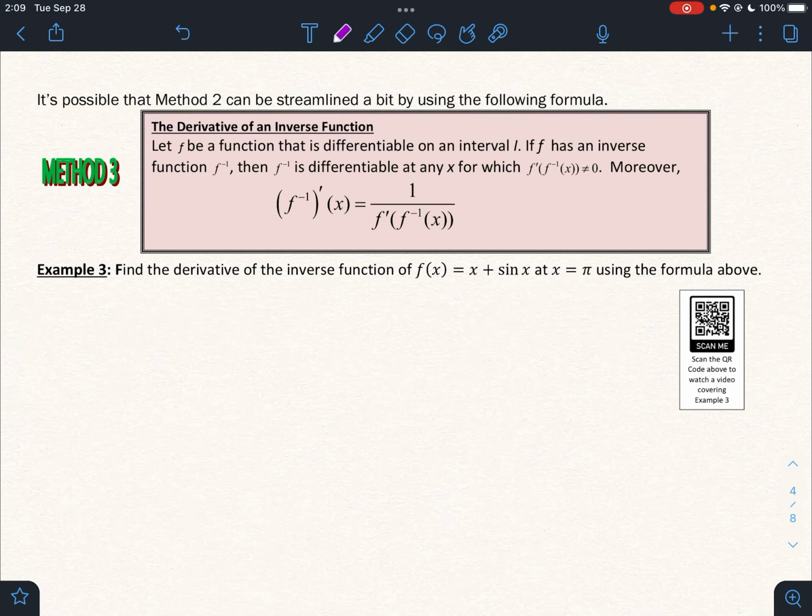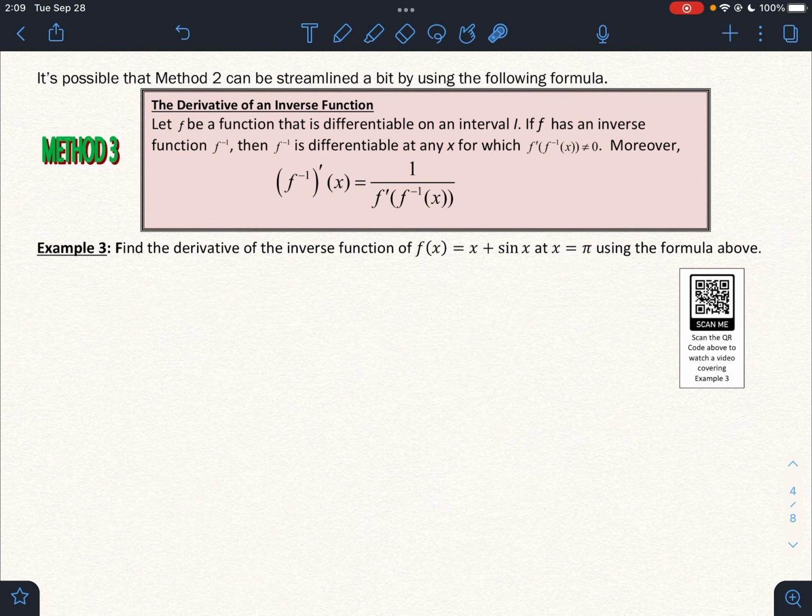Now, that method, we can streamline into a formula. The inverse derivative of x is equal to 1 over f prime of f inverse of x. Okay? What does that mean? Let's take a look at this problem here, and we'll try to talk through what might be an easier way of thinking about this. Again, this is just the reciprocal. We talked about it earlier, right? It's just the reciprocal of the original derivative at that value. So example 3 says, find the derivative of the inverse function of f of x at x equals pi using the formula above.